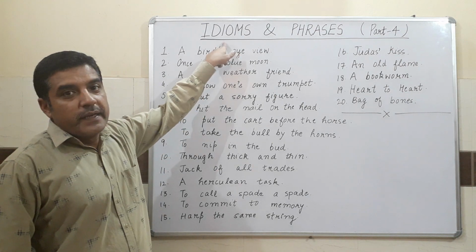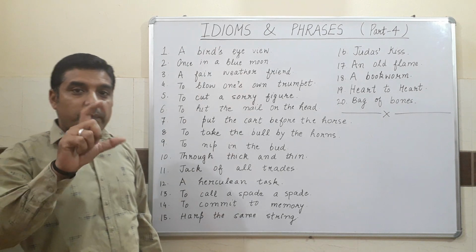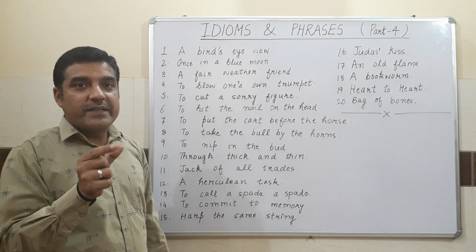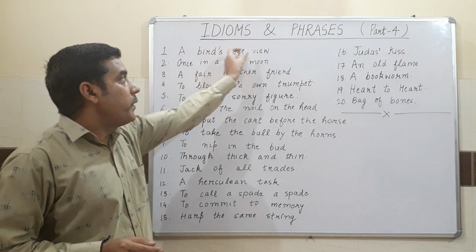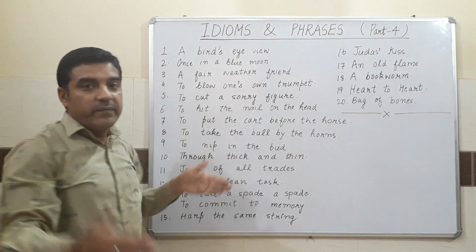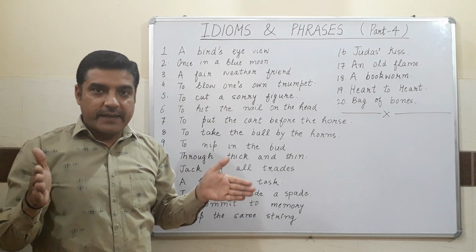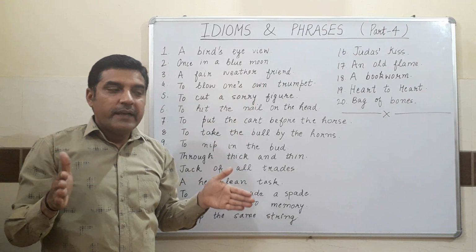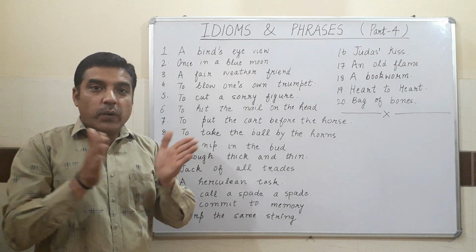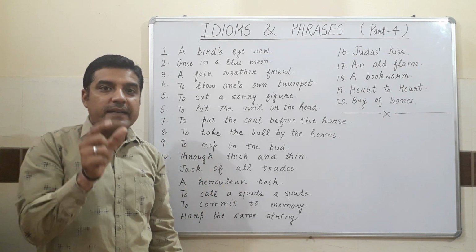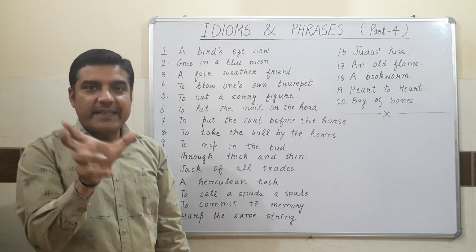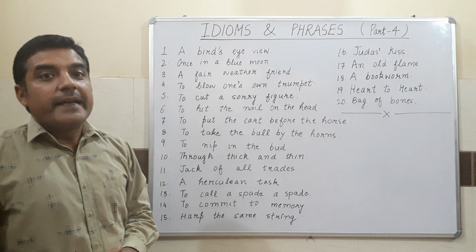Then idioms. Idiom is a group of words where the meaning cannot be understood with the help of individual words. Rather, we have to take it as a whole. We have to take it as one unit. For an idiom to be understood, it has to be taken as a whole unit. You cannot understand the meaning with the help of individual words. Such group of words is an idiom.